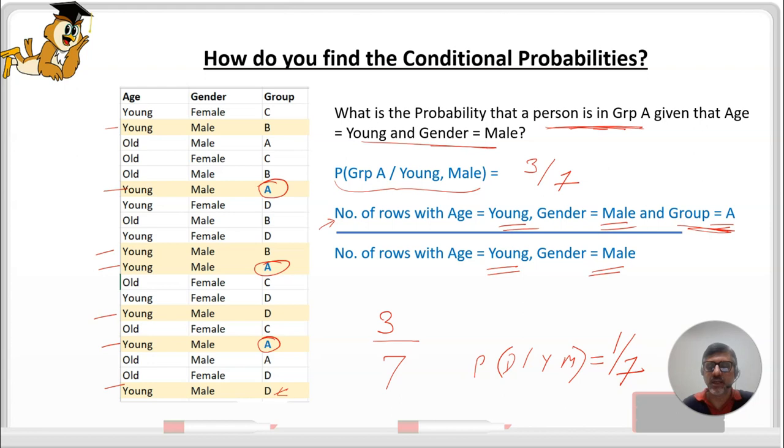तो ये प्रोबेबिलिटीज, कंडीशनल प्रोबेबिलिटीज आपके पास आ गई, राइट? और इनके आधार पे आप डिसीजन ले सकते हो. अगर ग्रुप ए गिवन यंग एंड मेल सबसे ज्यादा है ग्रुप बी, सी और डी से, तो इस इंसान को आप ग्रुप ए में प्रेडिक्ट करके असाइन कर दोगे.